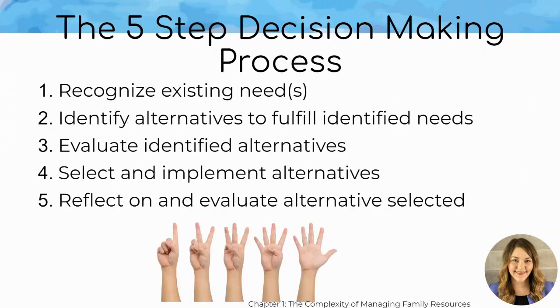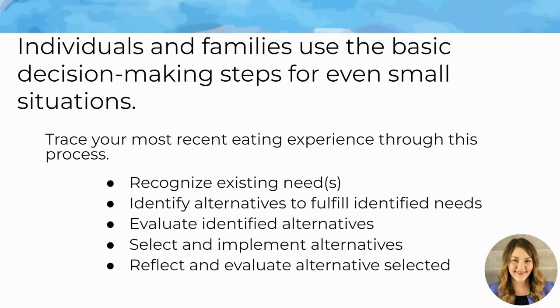So we're going to look at what we call the 5-step decision making process, and you're going to have a chance to do this yourself. So number 1, recognize the existing need. Number 2, identify alternatives to fulfill those needs. Evaluate the identified alternatives, select and implement, and then reflect and evaluate. We oftentimes neglect that number 5 because we don't like to reflect and evaluate things, especially if we make the wrong decision.